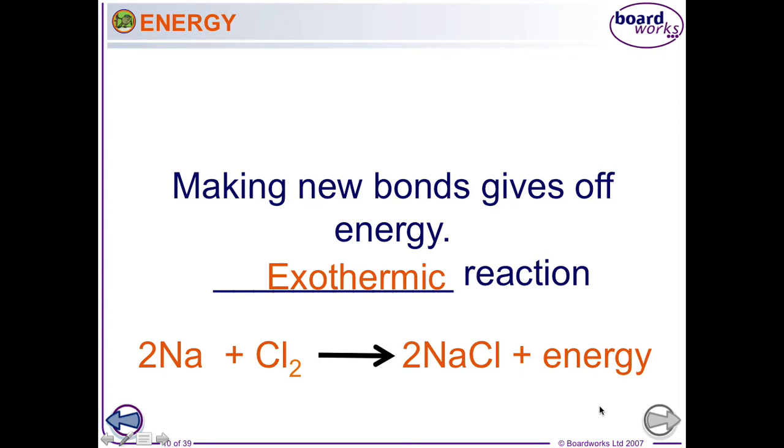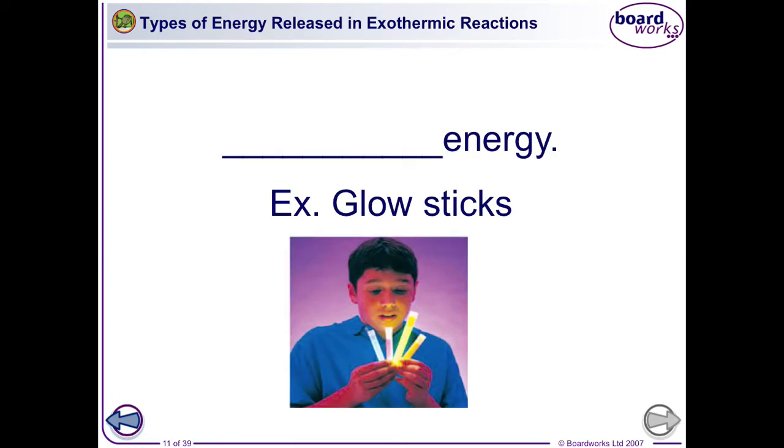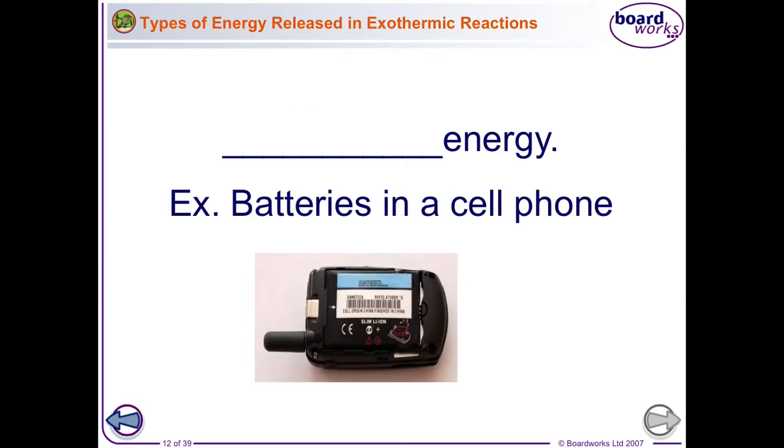There are some types of energy that are released during an exothermic reaction. For example, with glow sticks, this would be light energy. When you break that glow stick or shake it up, light is given off, exothermic. The batteries in your cell phone would be electrical energy. Once you put the battery in the phone, it's going to give off electricity for you to be able to use it.